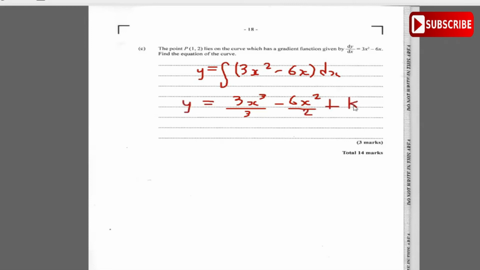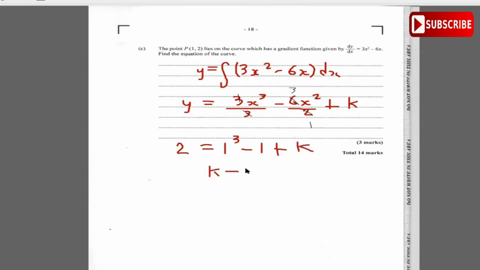Now we need to find this constant k, but we know when y is 2, x is 1. So 2 is equal to 1 cubed. And you wonder why I didn't put 3, because this 3 cancels this 3, and this 2 goes into itself 1 time. 2 into 6 goes 3 times. So what we end up getting is putting in 1 cubed minus 1 squared. 1 squared is 1, so it's 1 cubed minus 1 plus k. Now 1 cubed minus 1 is 0, and so k equals 2.